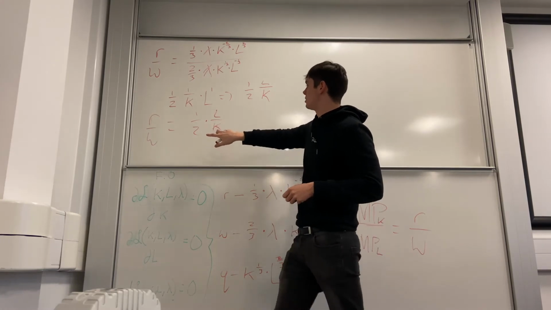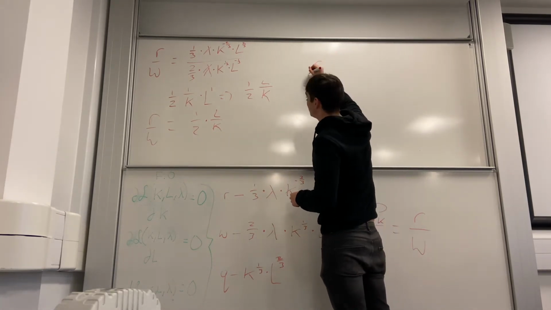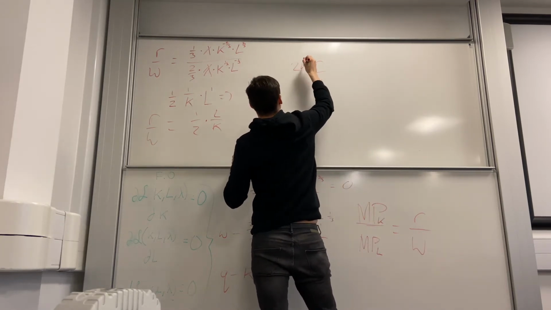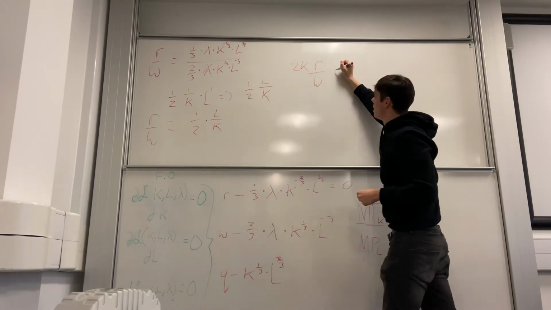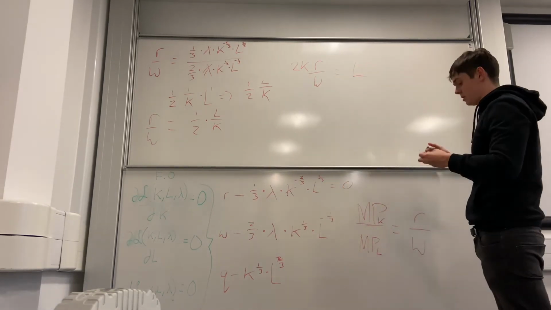Next, we just want to solve for labor, because that's the easiest one to get. So we just multiply 2K by both sides. So it's R over W times 2K, so it's 2 times capital times R over W, is equal to labor. Then we solve for labor.